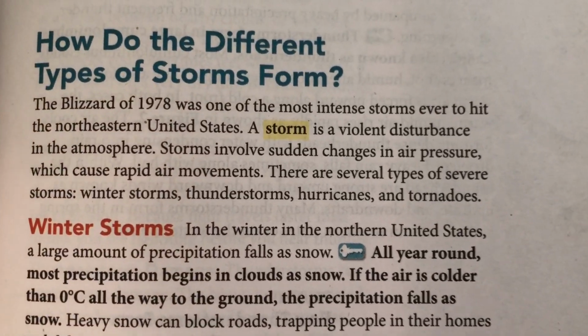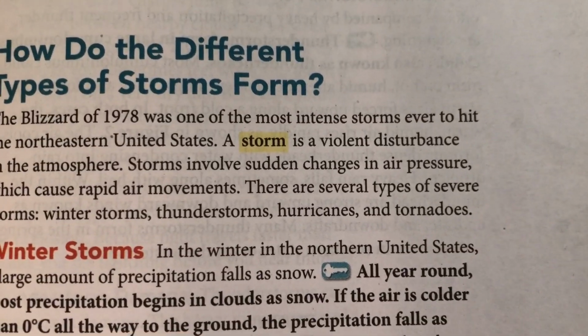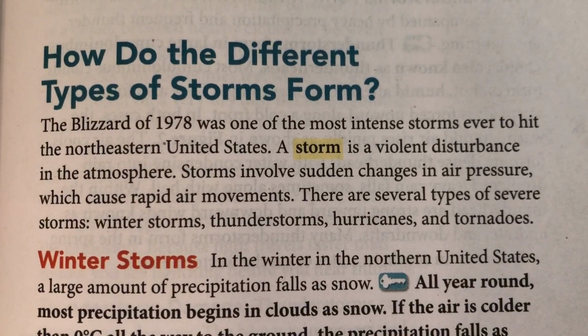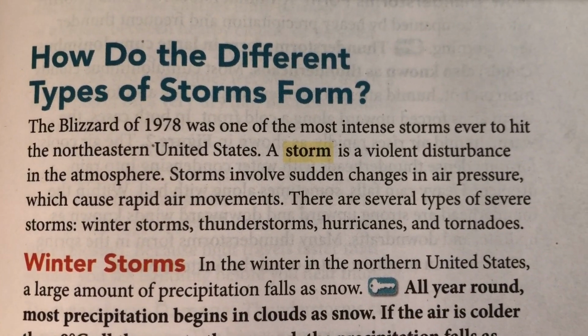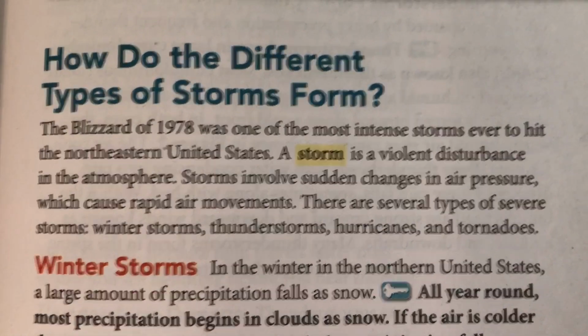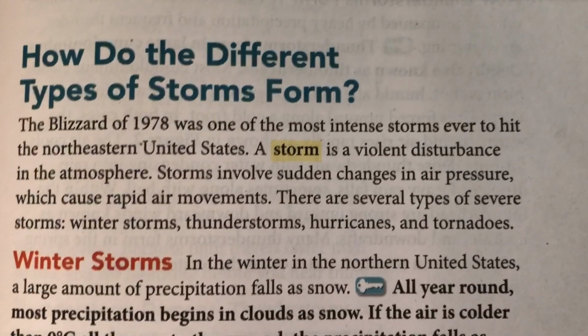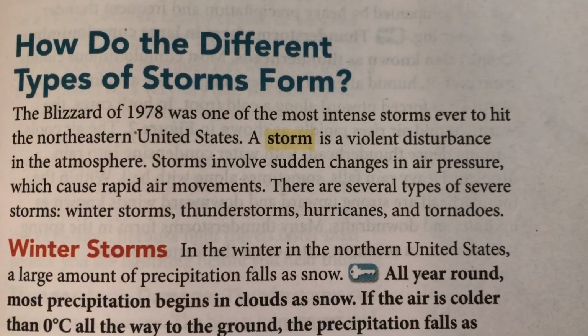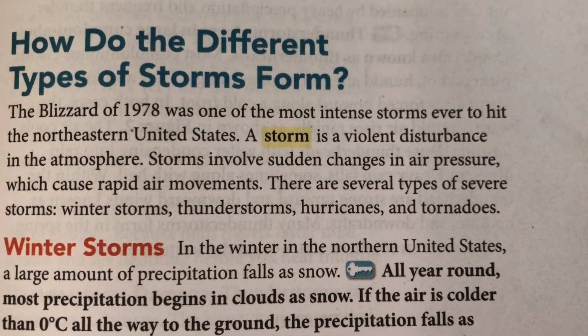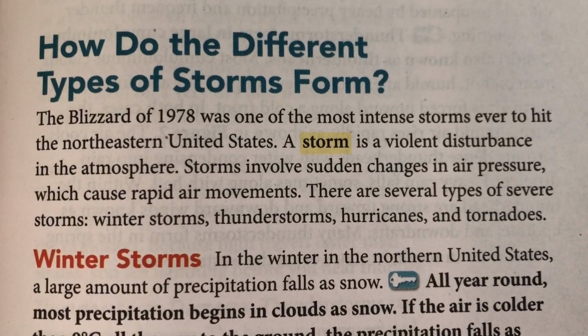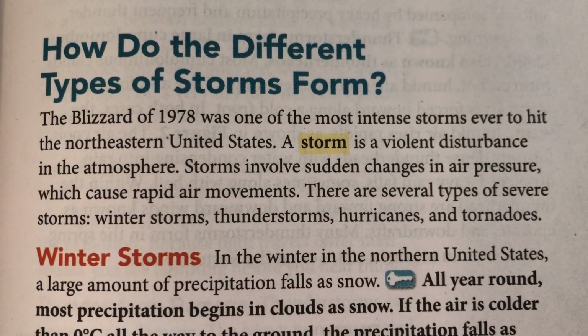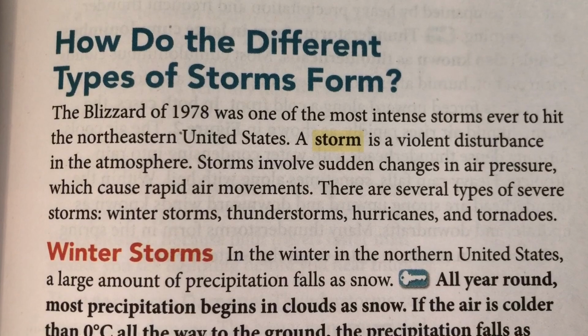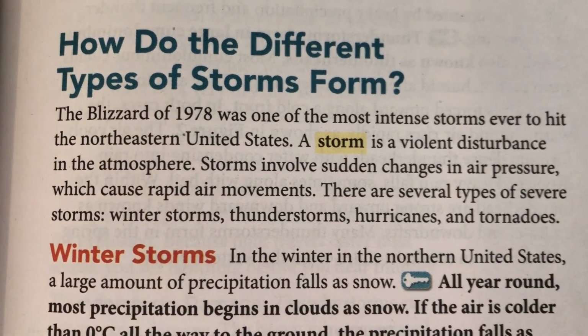The blizzard of 1978 was one of the most intense storms to ever hit the northeastern United States. A storm is a violent disturbance in the atmosphere. Storms involve sudden changes in air pressure, which cause rapid air movements. There are several types of severe storms: winter storms, thunderstorms, hurricanes, and tornadoes.